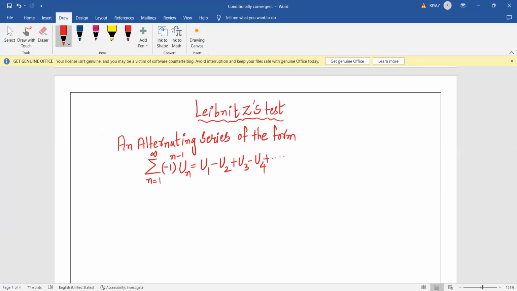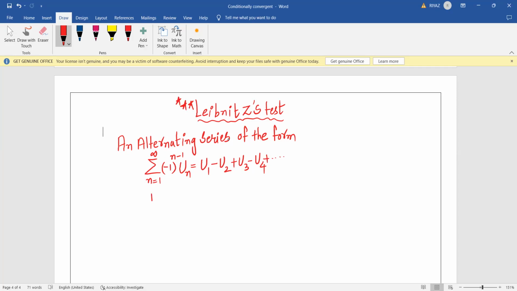I'll give you another definition if you want. A series whose terms are alternately positive and negative is called an alternating series. So this is an alternating series. Now we are going to check whether this alternating series is convergent or divergent. We have the only test, which is called the Leibniz test. This is the test we use to check whether an alternating series is convergent or divergent.